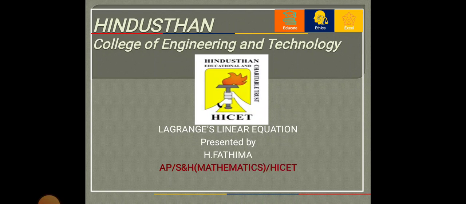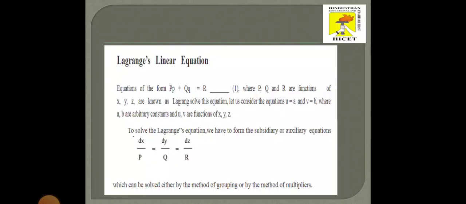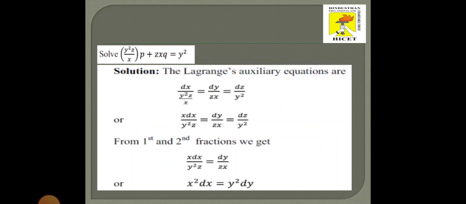In this video, we shall see how to solve Lagrange's linear equation. The equations of the form Pp plus Qq equal to R, where P, Q, R are functions of x, y, z, is known as Lagrange's linear equation. To solve this equation, we have to first form subsidiary or auxiliary equations dx by P equal to dy by Q equal to dz by R. We can solve this in either of the methods, either by method of grouping or by method of multipliers. In this video, we are going to see how to solve Lagrange's linear equations using method of grouping.